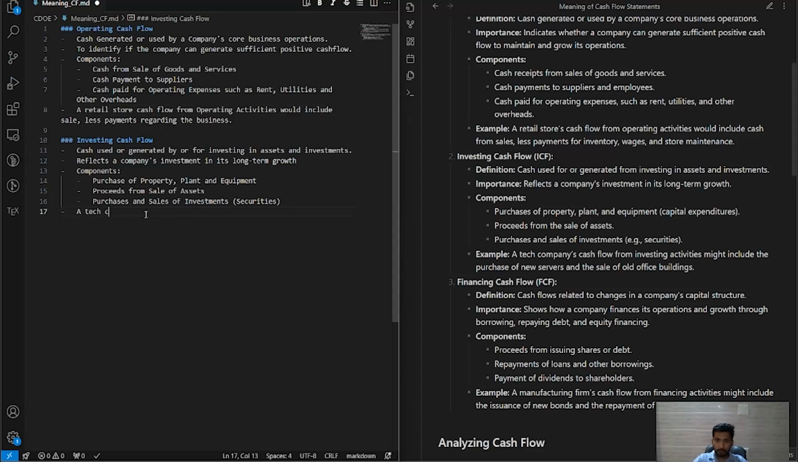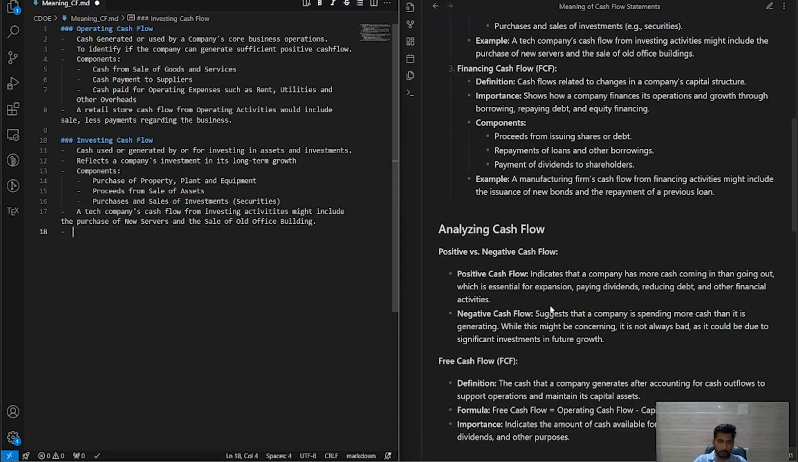Now, a tech company's cash flow from investing activity might include the purchase of new servers and the sale of old office buildings. This is what we mean when we are talking about investing cash.